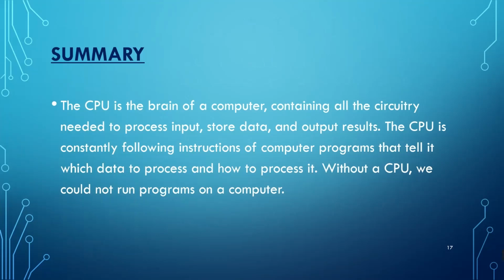Summary. The CPU is the brain of a computer, containing all the circuitry needed to process input, store data, and output results. The CPU is constantly following instructions of computer programs that tell it which data to process and how to process it. Without a CPU, we couldn't run programs on a computer.